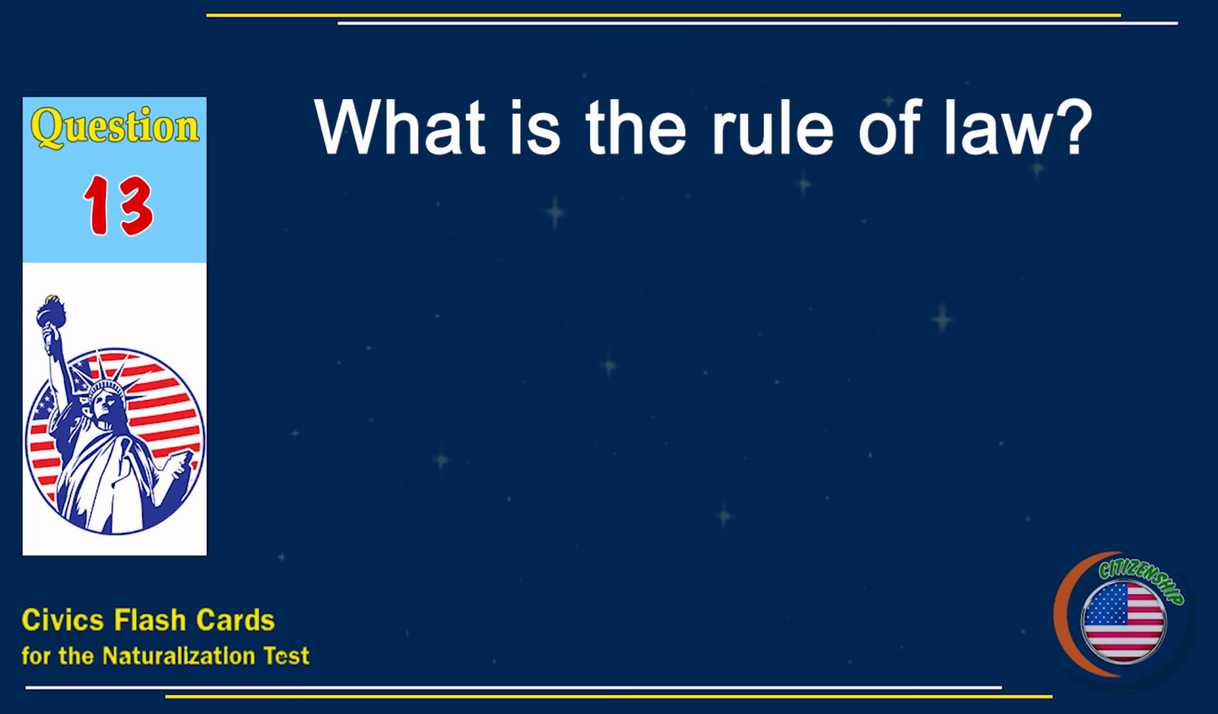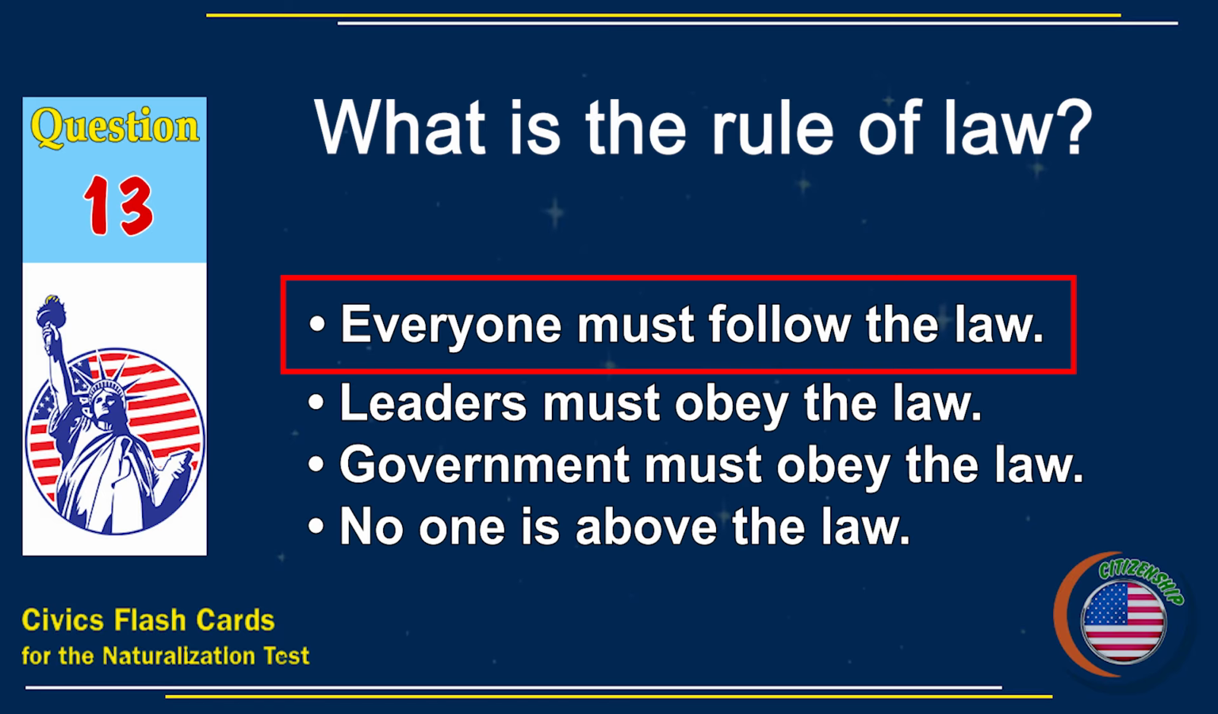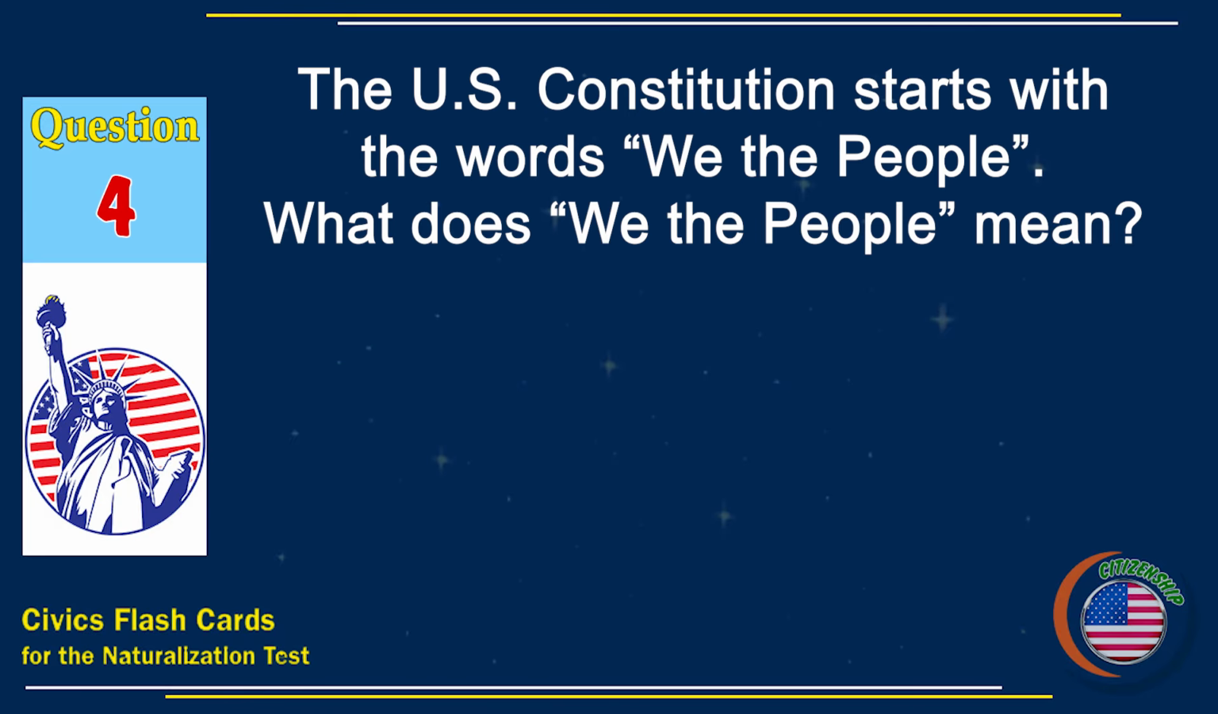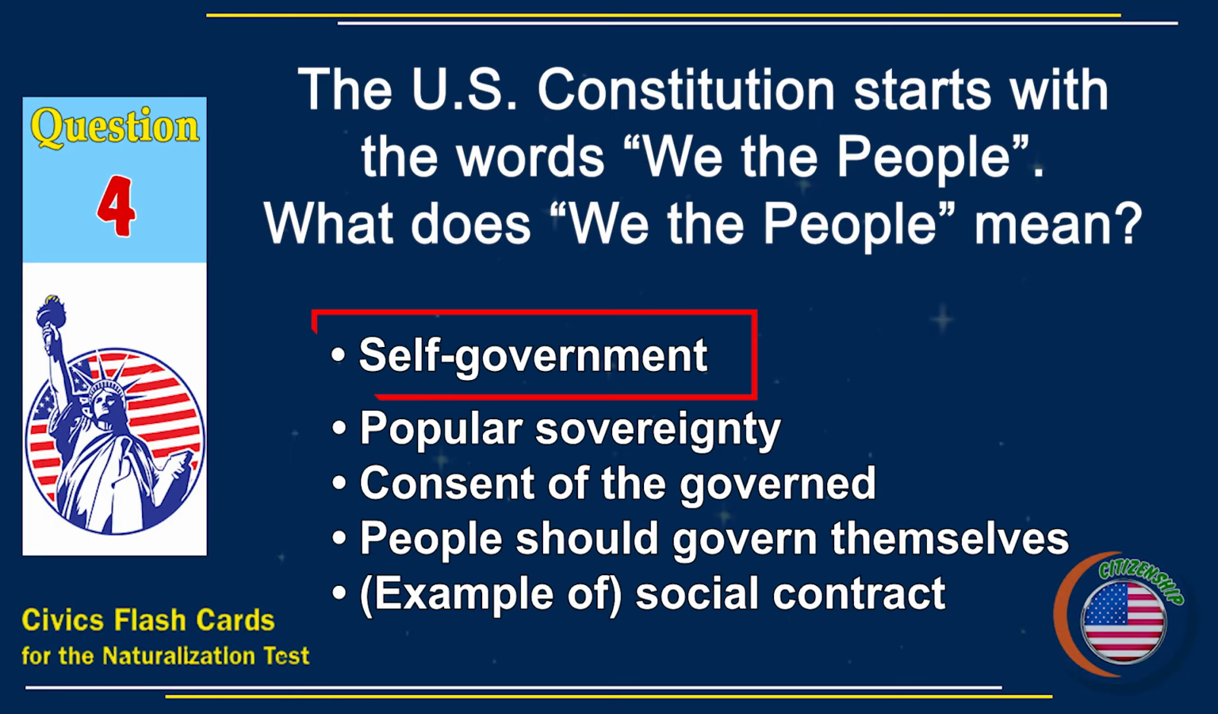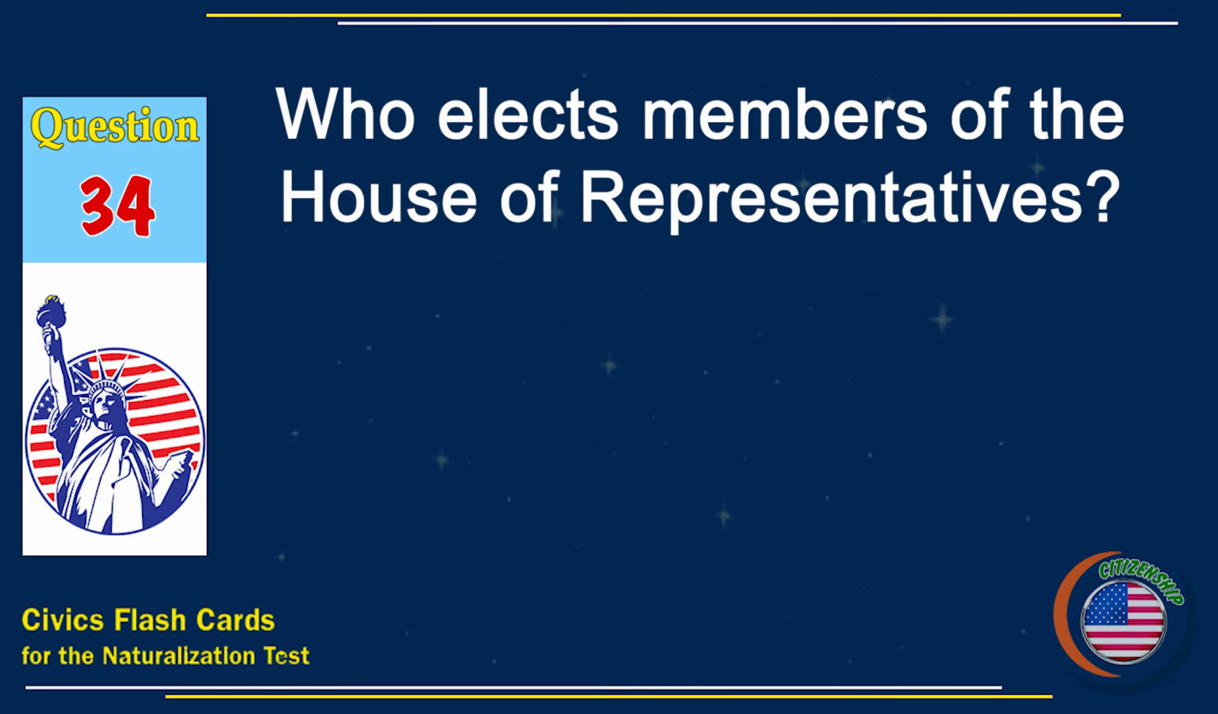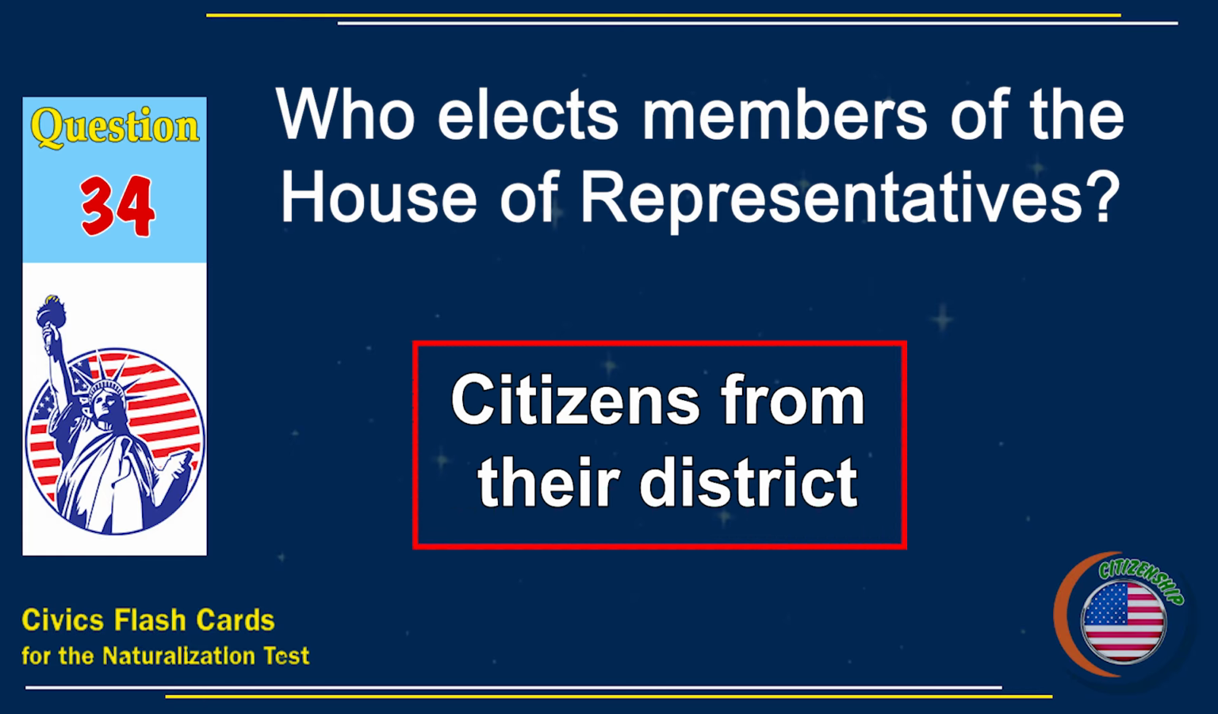What is the rule of law? Everyone must follow the law. The U.S. Constitution starts with the words, "We the people." What does "we the people" mean? Self-government. Who elects members of the House of Representatives? Citizens from their district.